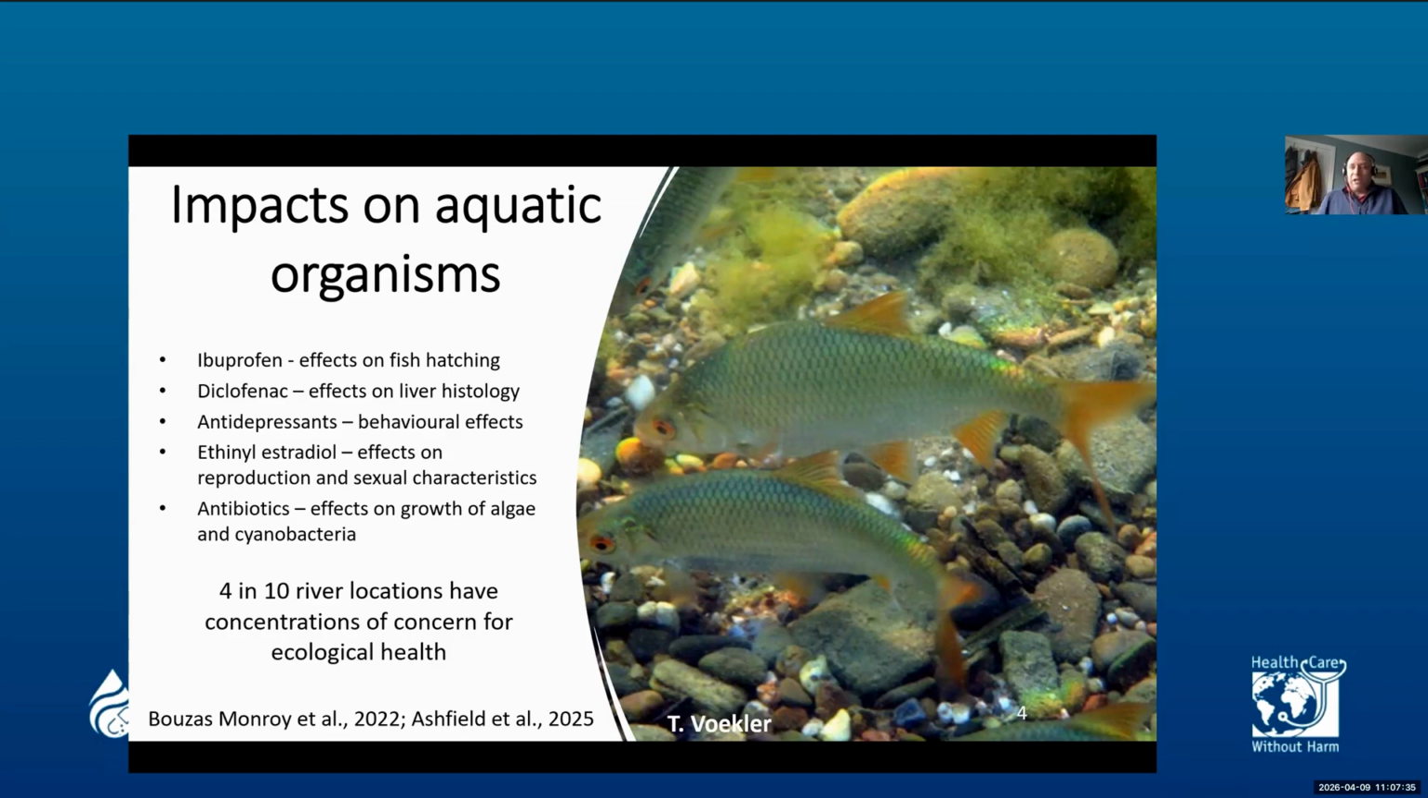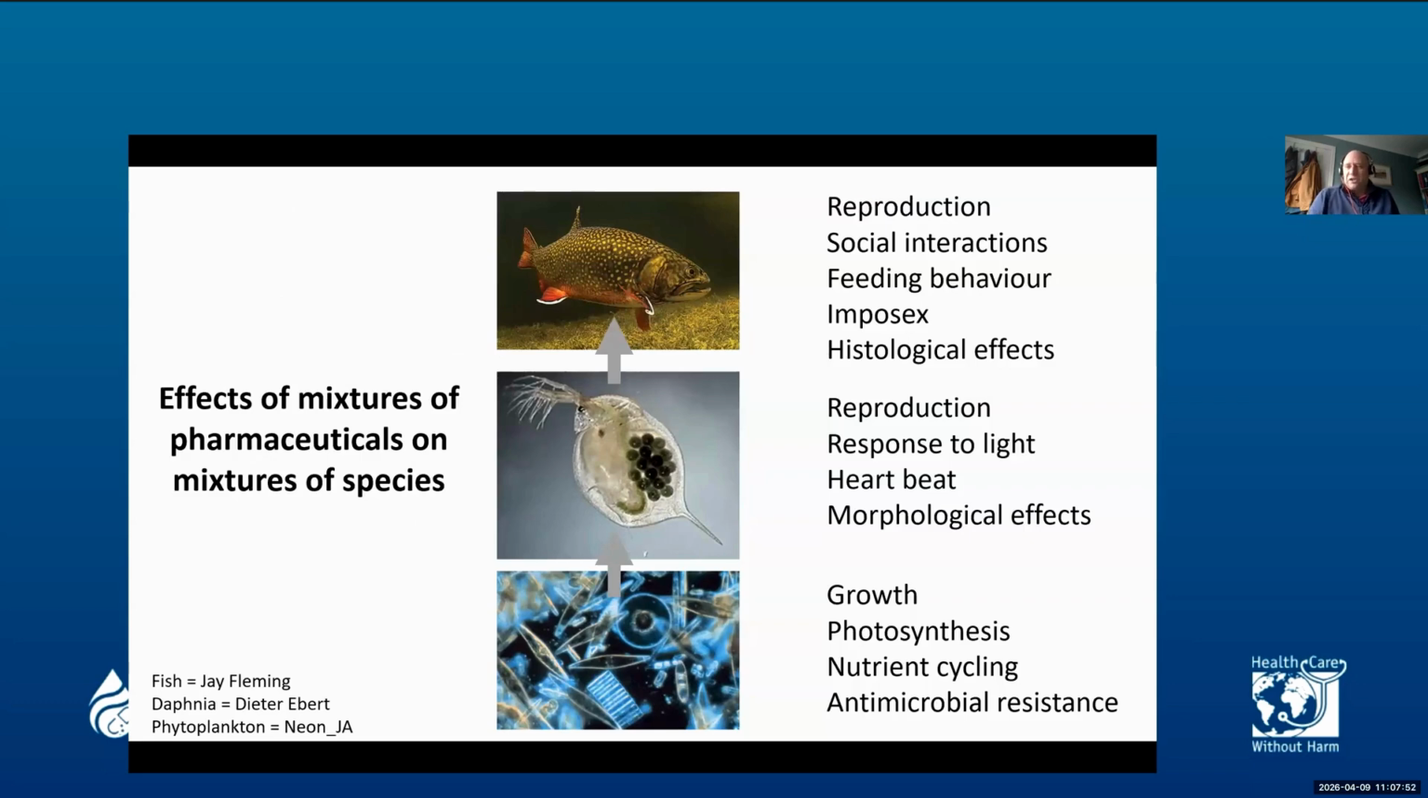When we take the data from the literature on effects of pharmaceuticals and we compare it to our monitoring data, what we find is that 4 in 10 river locations have concentrations of at least one pharmaceutical of concern for ecological health. But it's important to recognize that these chemicals don't occur on their own in the environment. So at one of the locations that we monitored, we detected 34 different substances. And this then raises the issue of multiple chemicals affecting different species in the environment.